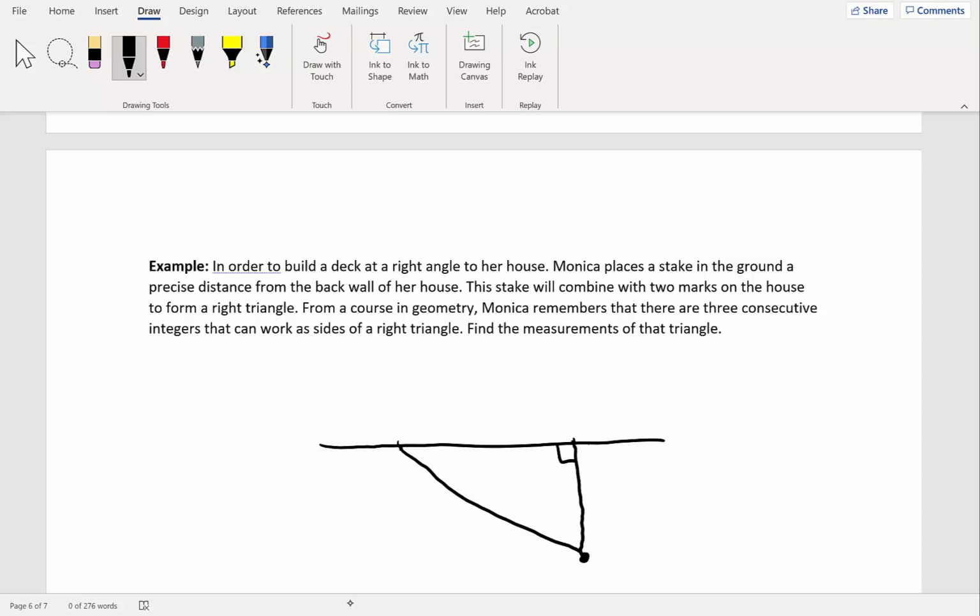Now it says, from geometry, Monica remembers that there are 3 consecutive integers that can work as sides of the right triangle. Okay. So consecutive integers, that means one right after the other. So for example, 3, 4, 5. But we don't know what the first one is. So we'll let that one be x. Then the next integer has to be x plus 1. And then the third one has to be x plus 2. So when we label our triangle, let's say this one's x. This would have to be x plus 1. And then the longer side, the hypotenuse, has to be x plus 2.